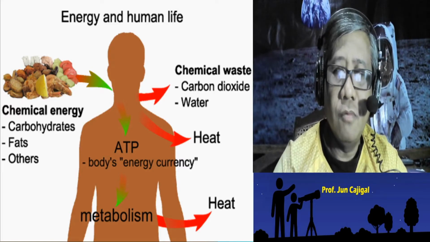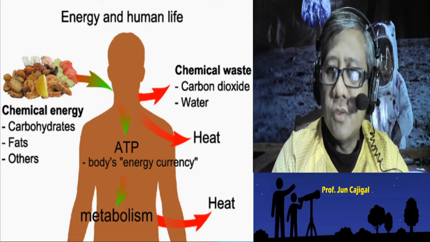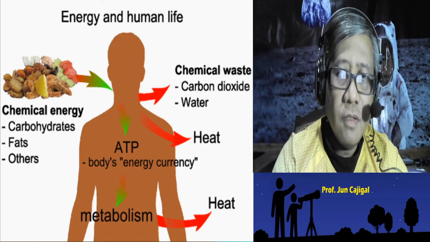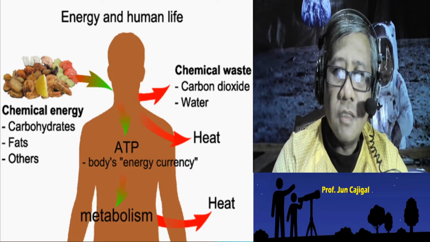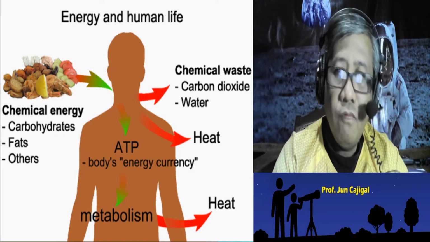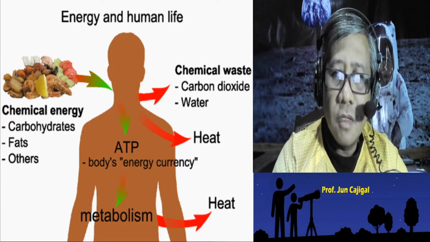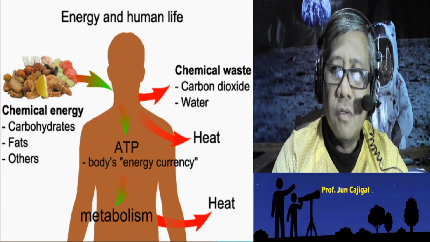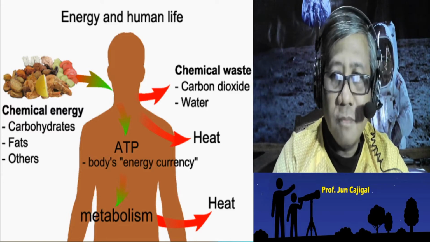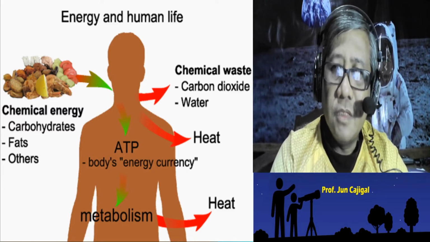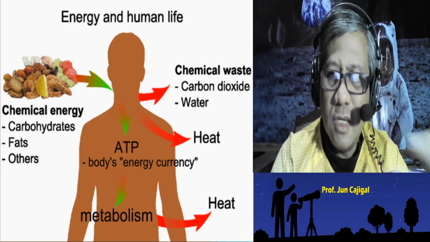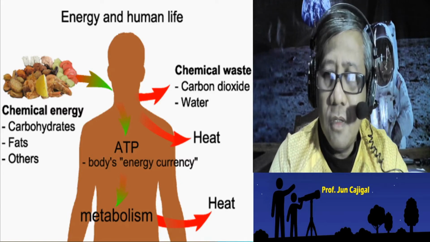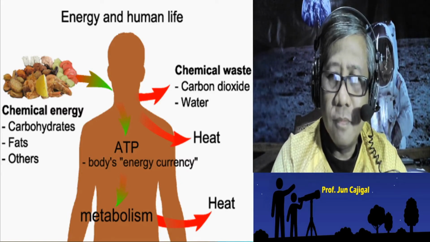Alam po natin what ATP stands for. ATP means adenosine triphosphate. The body uses ATP as its energy source. In turn, we can move, we can reproduce, and the body releases heat. That's what we call metabolism. Metabolism is defined as the sum total of all metabolic processes, like excretion and respiration, and they all need energy.